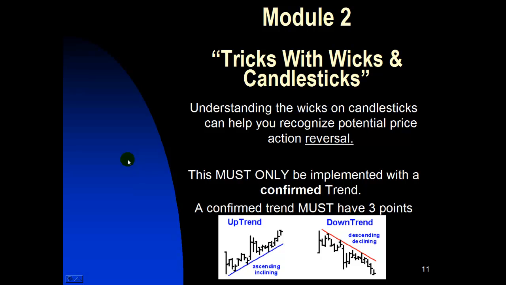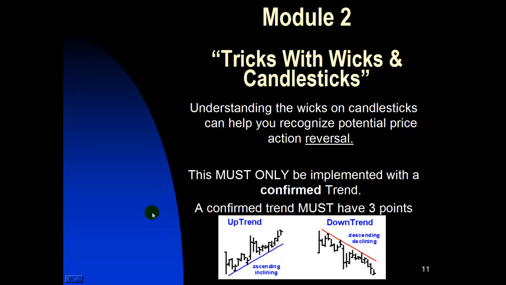In this module, I want to help you understand that the wicks on the candlesticks can help you recognize potential price action reversal, okay? This must only be implemented with a confirmed trend. And a confirmed trend, as we all know, must have 3 confirmed points of going up or down. So if you have 3 confirmed points of an uptrend, you can use these, or if you have 3 confirmed points of a downtrend, these will be helpful. So make sure you draw your trend lines.